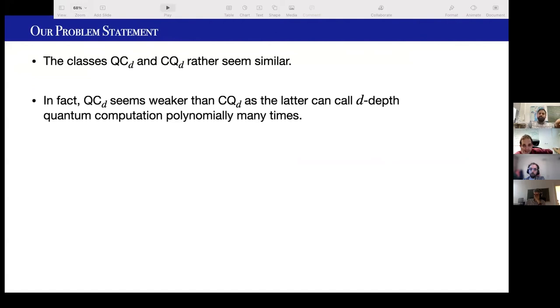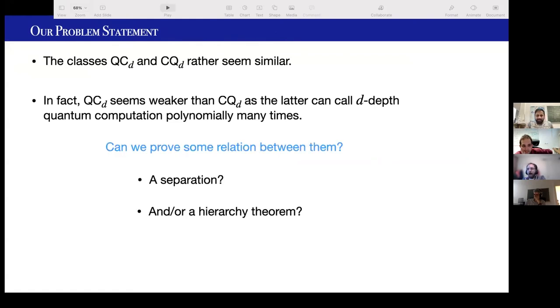But this is not a proof, it seems so. First of all, we thought that they are similar. Then we thought that QCD seems weaker, but nothing of that is true actually. So we asked two sorts of questions: we were interested in a relation between these two classes, and we were also interested in a kind of hierarchy theorem. For example, if we can prove that QC1 is strictly weaker than QC3, for example.